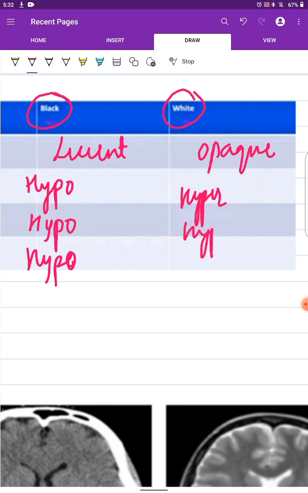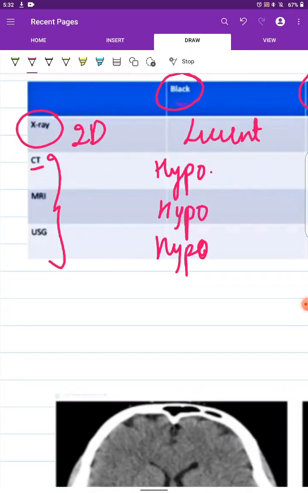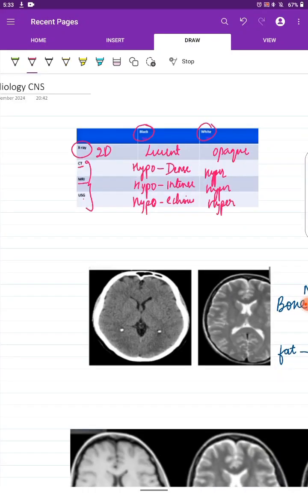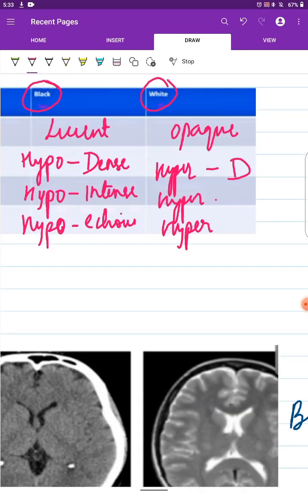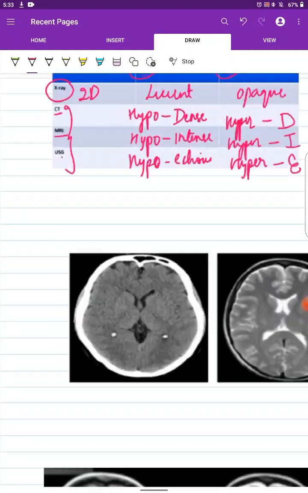Hyper, hyper. Okay. Now in CT, remember the next alphabet, D, so it is hypodense. MRI, remember the last letter, I, so it is hypointense. USG, you can say echogenic or echoic, hypoechoic. Similarly, hyperdense, hyperintense, hyperechoic.